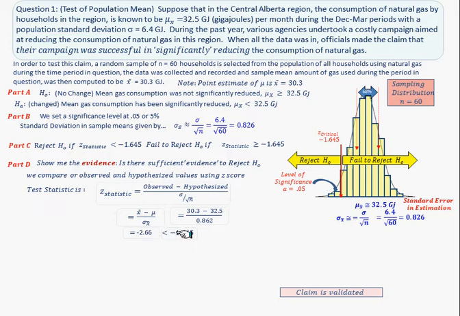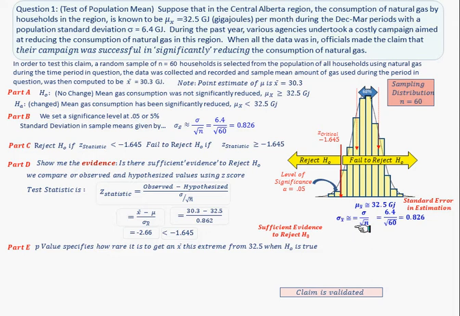This is indeed less than the minus 1.645, the critical value. And so that falls in this region. We're going to suggest that this constitutes sufficient evidence to reject H naught. Now we're going to go to what's called the p-value. The p-value specifies how rare it is to get an X bar this extreme from 32.5 if H naught were indeed true. And that means that our Z observed is down here at minus 2.66, and that gives rise to this region of the tail here.